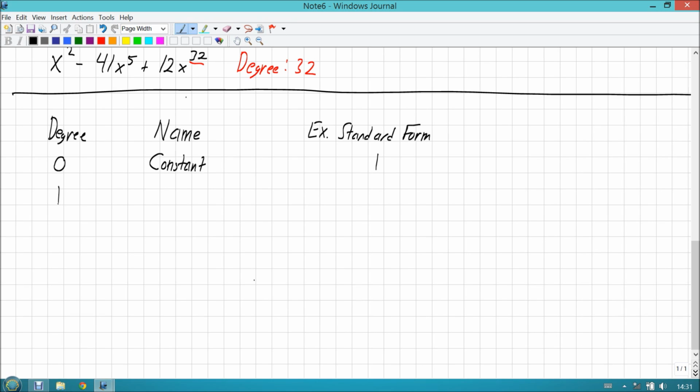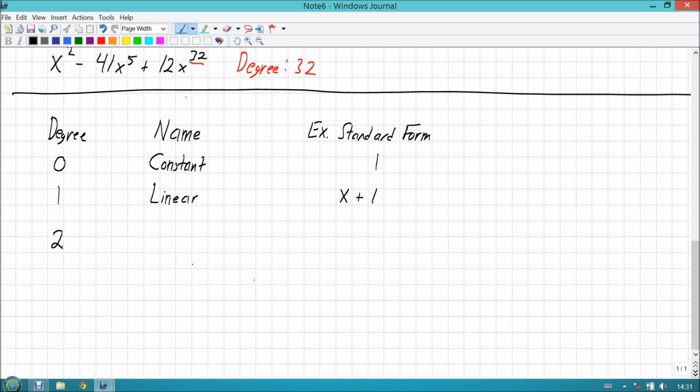Degree 1. This one is called linear because it creates a straight line when graphed. And an example of a linear would be x plus 1. Yep, that easy.